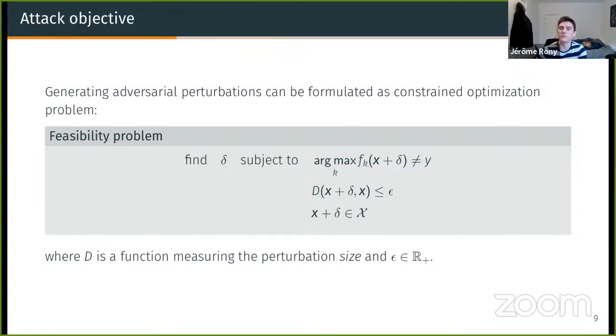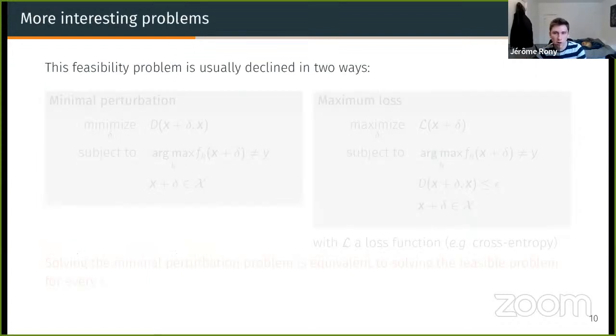First, and in my opinion this should be ordered differently, you have the constraint that the original image plus the perturbation is still a valid image. And then you add a constraint that a distance, which basically measures the size of the perturbation between the original image and the perturbed image, is less than epsilon. And you can choose epsilon. And this problem is usually declined in two ways.